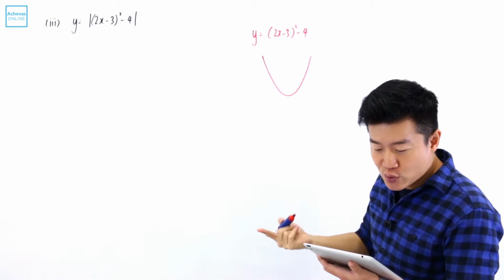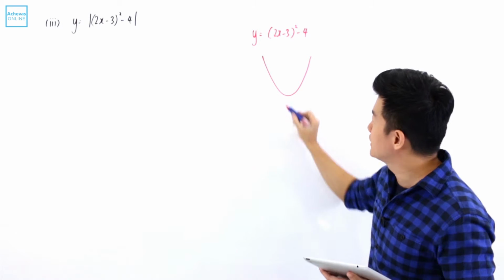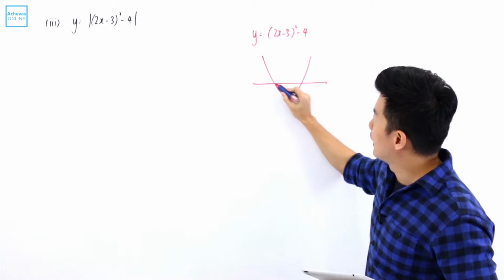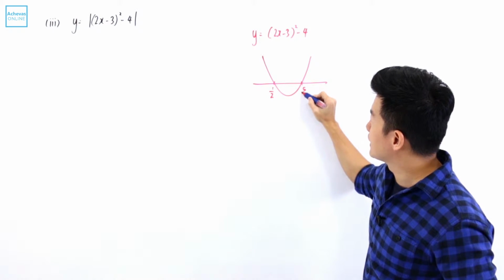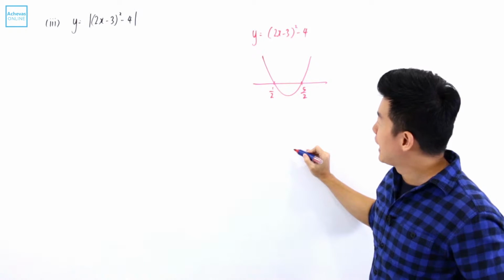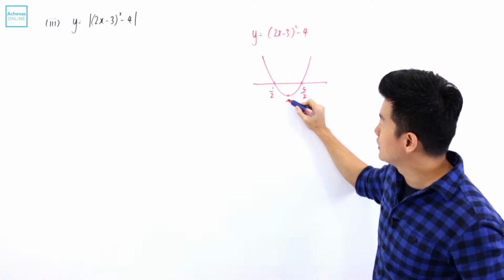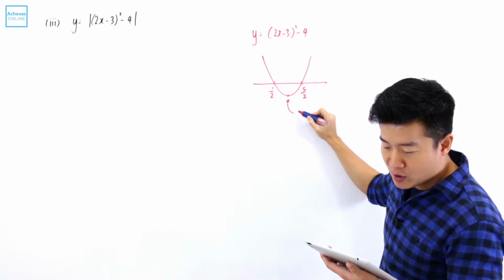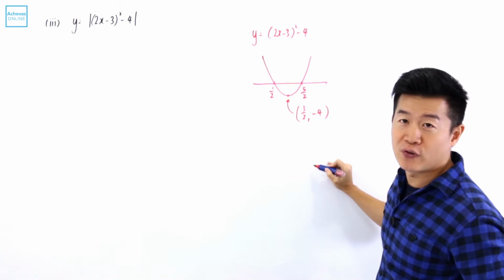And from part 2 of the question, this parabola is going to cut the x-axis at 2 points: one is at 1 over 2, the other is at 5 over 2. And from part 1 of the question, I know the lowest possible point on this curve, which is at 3 over 2 and minus 4.